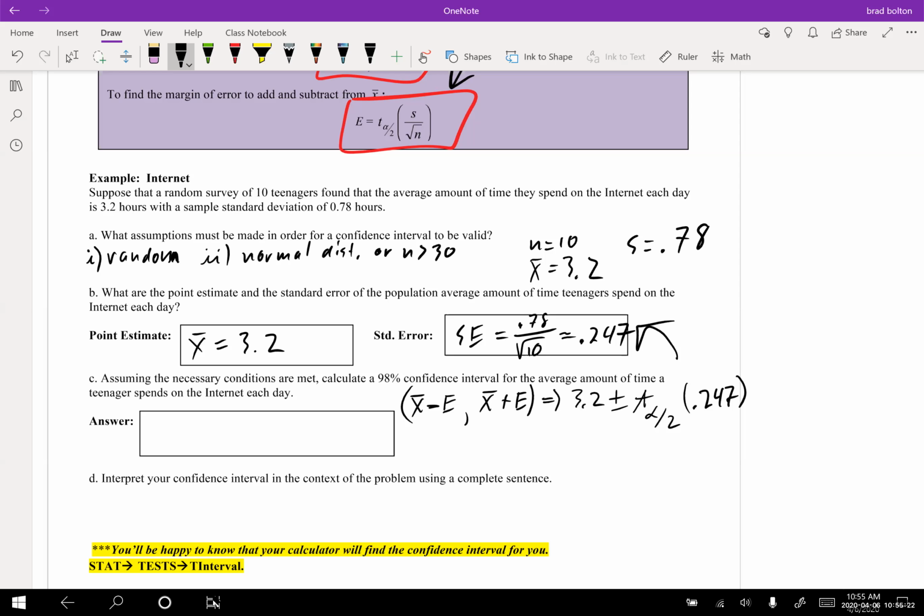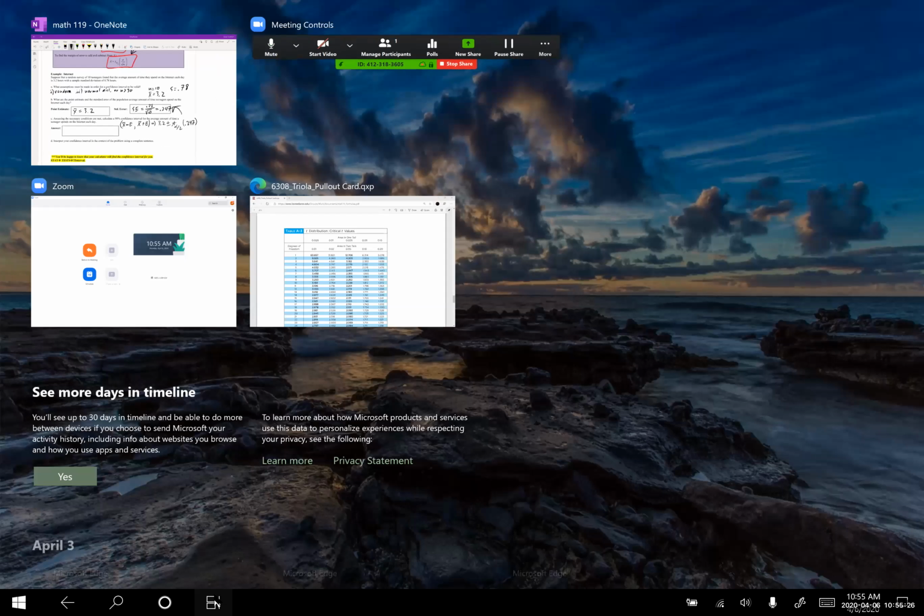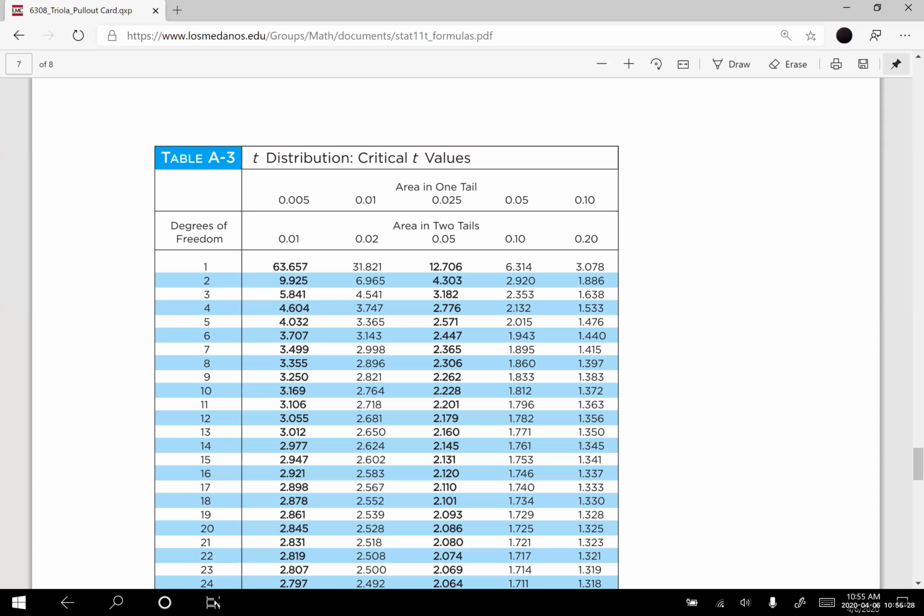Okay, so I'm going to take you guys to our table first, because some calculators do not have some of this T stuff on them. Some scientific or graphing calculators don't have this. So how many people were in our sample? Well, there were 10 people, but remember, I told you guys that degrees of freedom is always one smaller. So we're going to focus here at 9, degrees of freedom of 9.